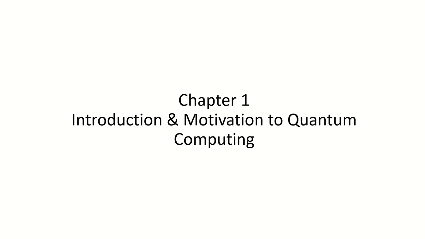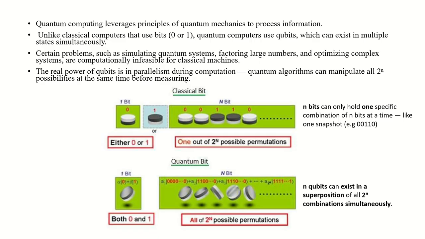So let us begin with an introduction to quantum computing and the motivation behind quantum computing. Quantum computing uses the principles of quantum mechanics to process and store information. As we know, in classical computers, we use bits which can store the values of either 0 or 1. Unlike this, in quantum computers we use qubits, or quantum bits, which can exist in multiple states simultaneously. That is, they can store both 0 and 1 at the same time.